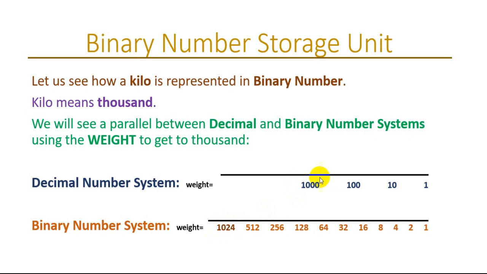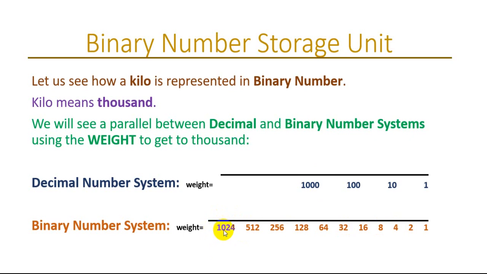In the decimal number system, I'm not talking about the exact value of 1000. The exact value 1000 is there in the binary number system also, but they don't use that as the kilo. What they use for the kilo is the closest value to 1000 in terms of the weight. So the closest value to 1000 in the binary number system is 1024 in the weight system.